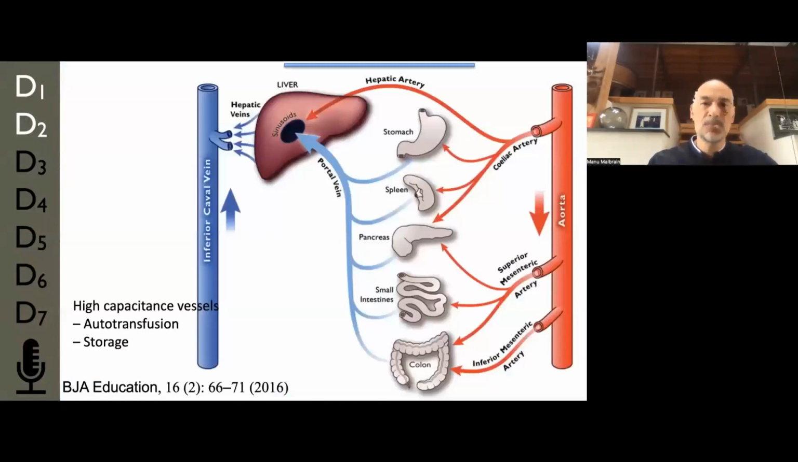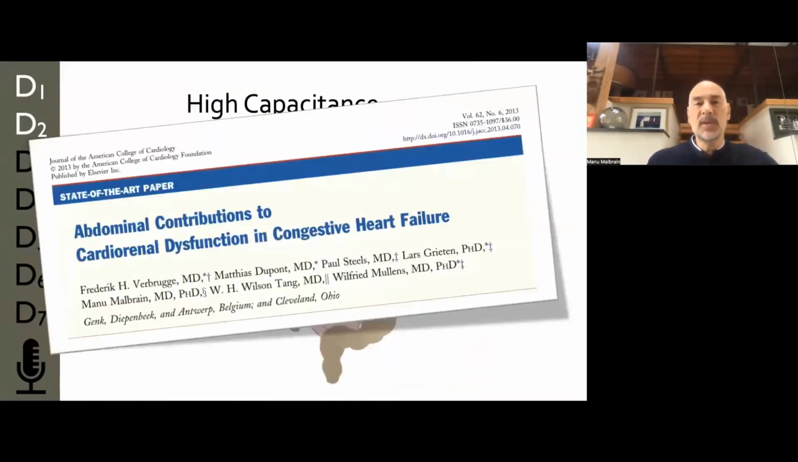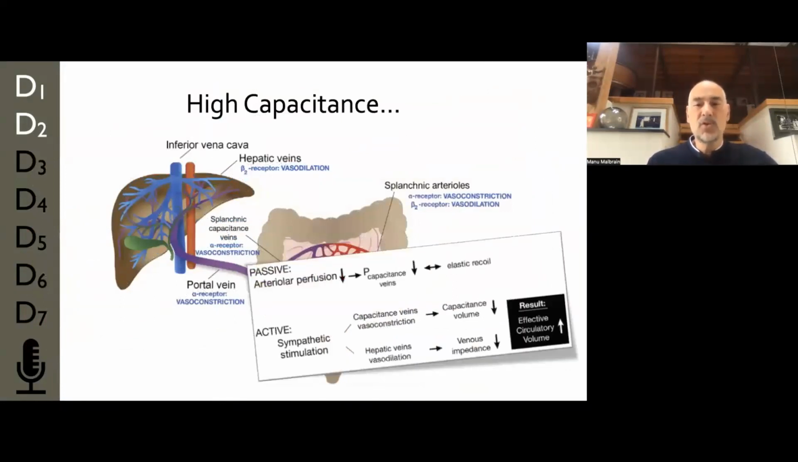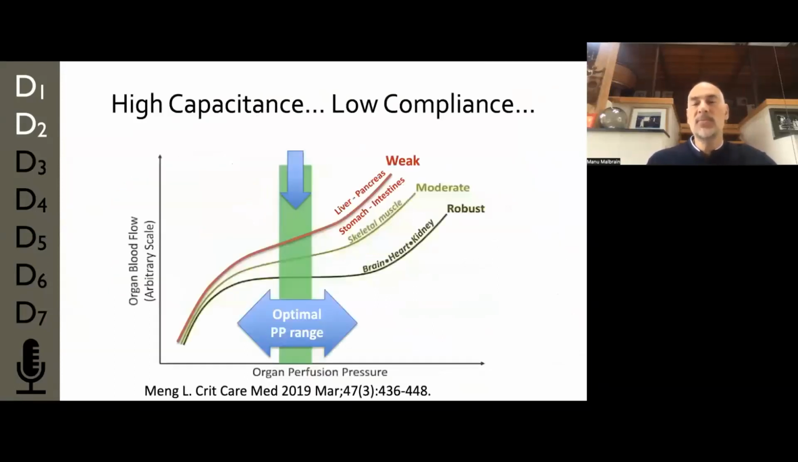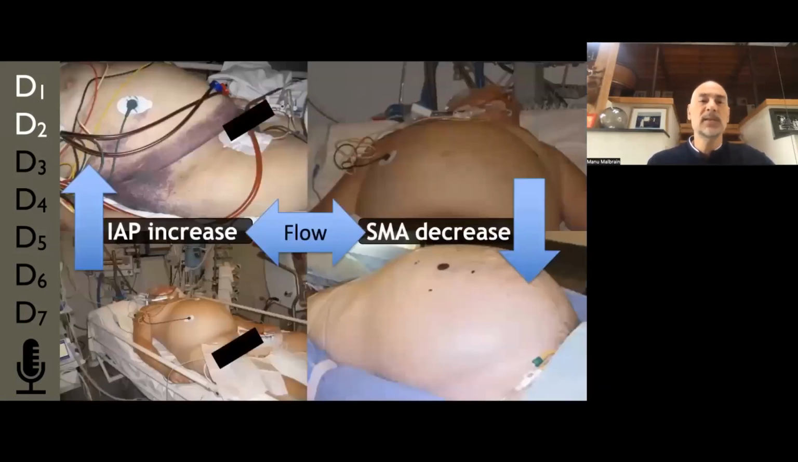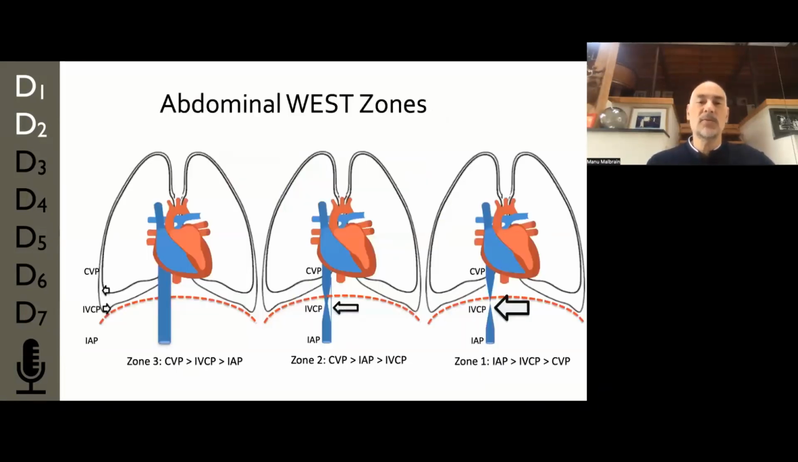If we look at the abdomen, the abdominal vessels form a very large capacitance venous pool where we can have vasoconstriction of the veins or hepatic vein vasodilatation. As a result, this may increase the effective circulating blood volume, which sits between the stressed and unstressed volume. It has a high capacitance, but a low compliance compared to brain, heart, kidney autoregulation. So if we give a lot of fluids, there will be capillary leak, intestinal edema, ileus, abdominal pressure will increase, and this will decrease superior mesenteric artery flow.